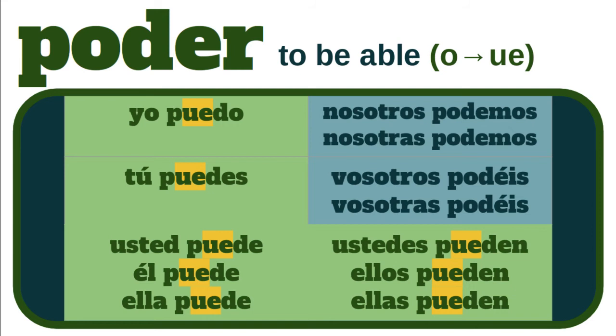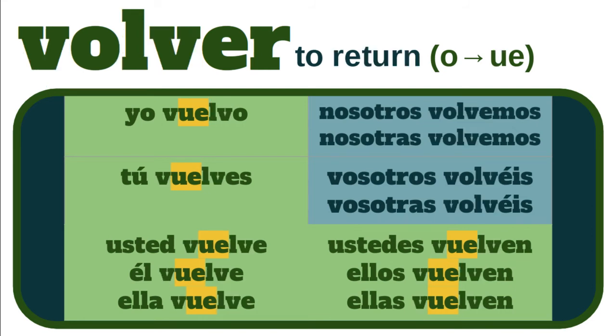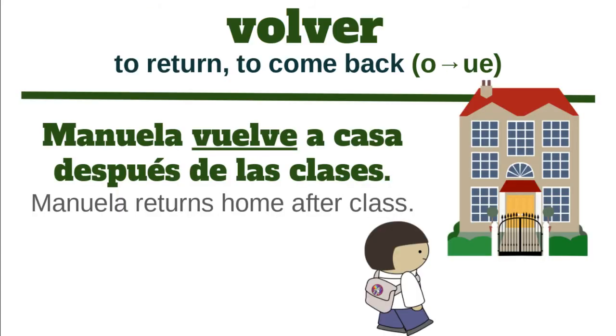Another verb that has the same O to UE stem change is the verb volver, which means to return or to come back. Yo vuelvo, tú vuelves, usted vuelve, él vuelve, ella vuelve, nosotros volvemos, nosotras volvemos, vosotros volvéis, vosotras volvéis, ustedes vuelven, ellos vuelven, and ellas vuelven. Manuela vuelve a casa después de las clases. Manuela returns home after class.